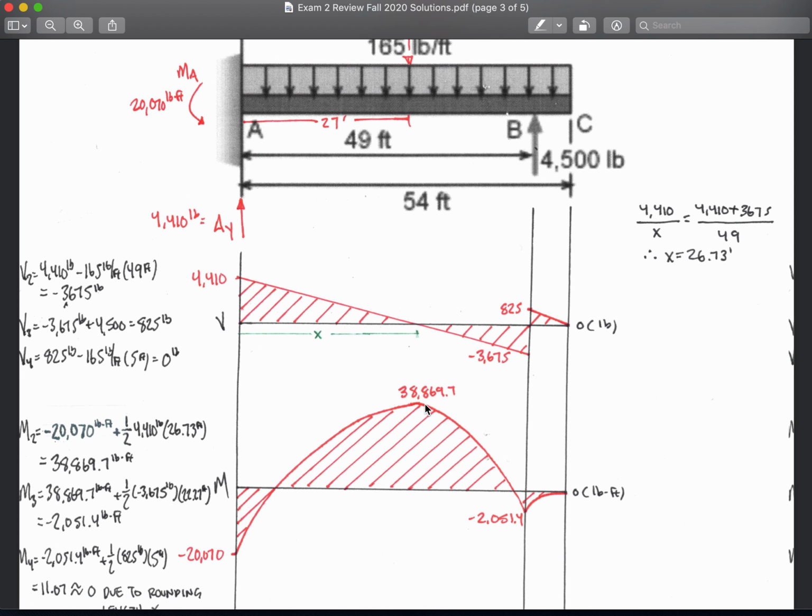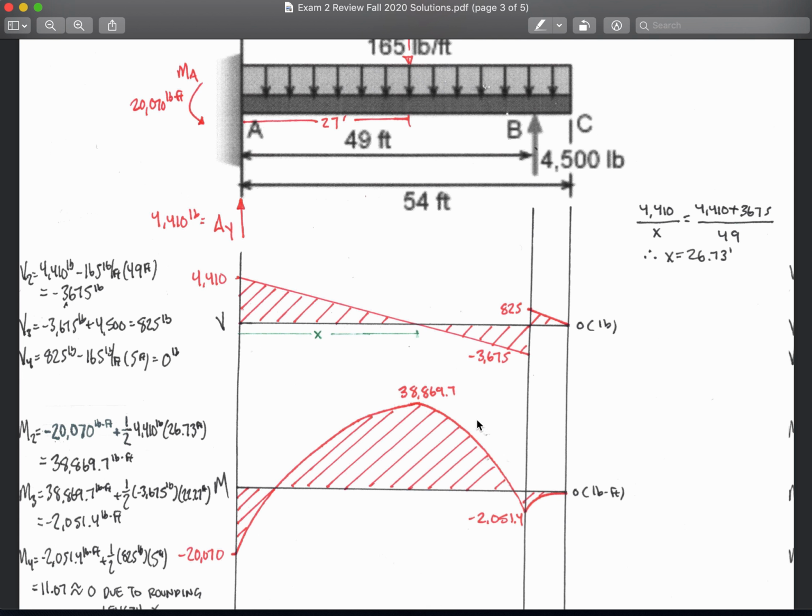Okay, notice the slope right here. It's a little pointy because I'm not the best artist, but it should be 0 because it crosses the 0 line right here. So the slope right here is real high, and then it goes to 0 because the values right here correspond to the slope of the lines here. So this is a 0 slope right there at 38,869.7.